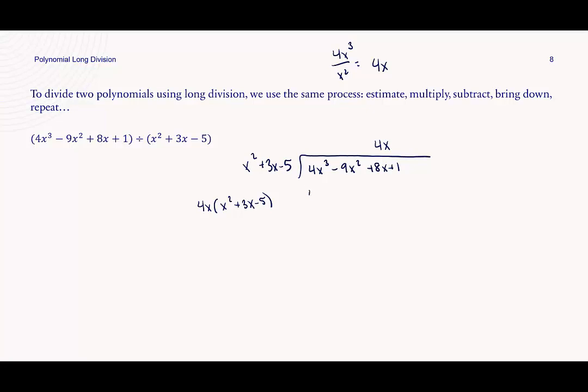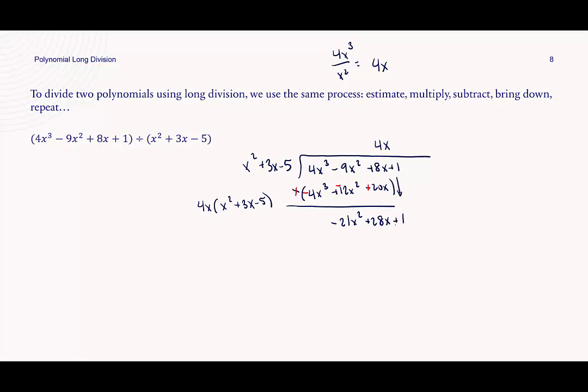When I distribute, I get 4x cubed plus 12x squared minus 20x. This whole thing is being subtracted. So of course what that means is I need to change the signs. This becomes negative, negative, positive, positive. And now we combine. 4x cubed and negative 4x cubed cancel and make a 0. Negative 9x squared and negative 12x squared, when we combine those, we get negative 21x squared. 8x and 20x make 28x. And we bring down the plus 1.